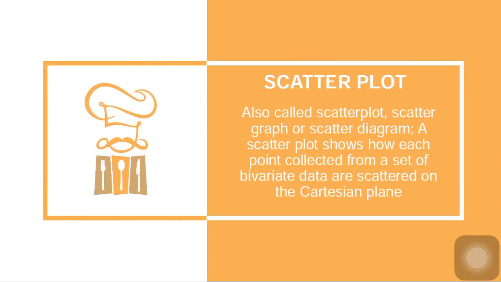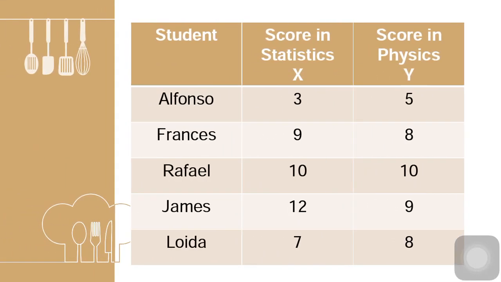Now, how do we check its relationship? First, we make a scatter plot. A scatter plot is also called a scatter graph or a scatter diagram. A scatter plot shows how each point collected from a set of bivariate data are scattered in a Cartesian plane. Sketching the scatter plot is as simple as plotting points in the Cartesian coordinate plane. It's just like plotting the x and the y coordinates.